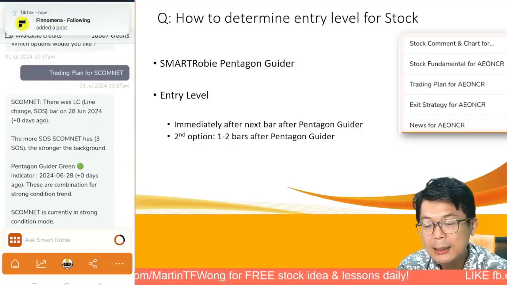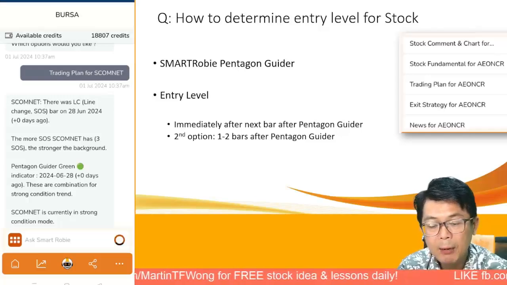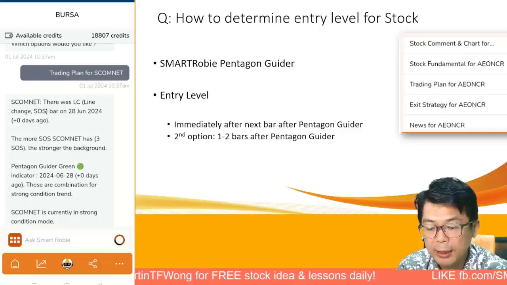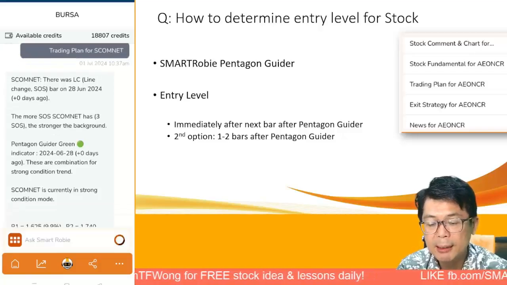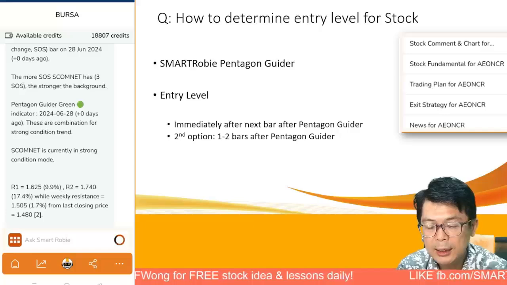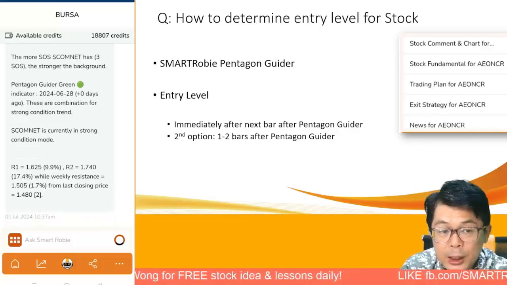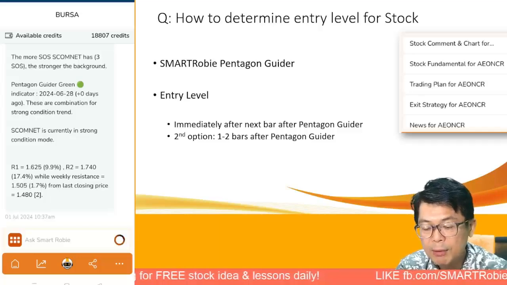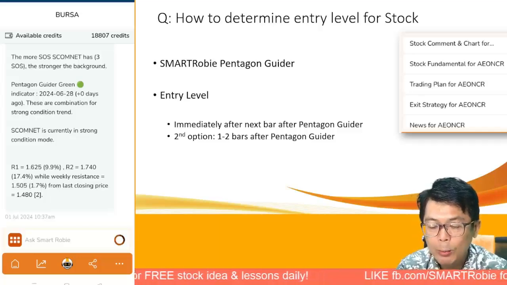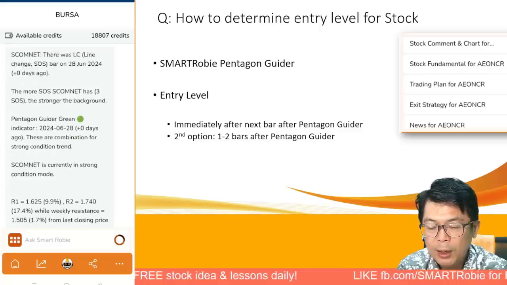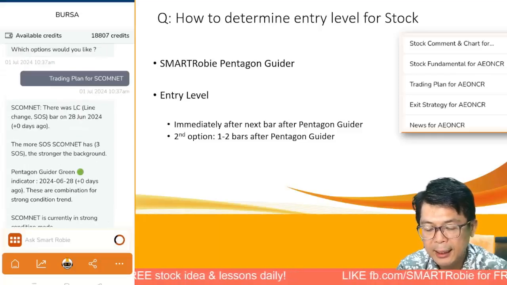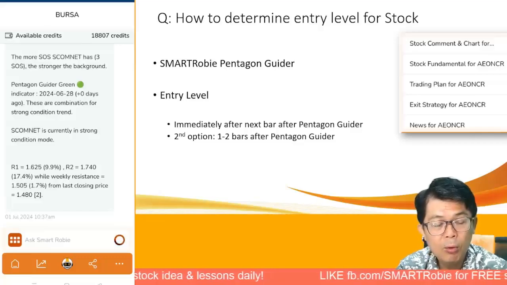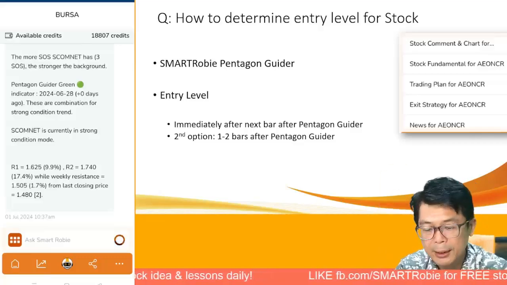You can see here there is a line change on the 28 bar, which is only 0 days ago. The more SOS, signs of strength, the stronger the background. As I said before, chart wise, this is stronger. Then you have Resistance 1, which usually is the profit target. Resistance 2, 174, which is 17.4%. Weekly resistance, 1 ringgit 50 cents. Right, and that's 1 ringgit 50 from the last closing price of 142. So the market started to move up in here.